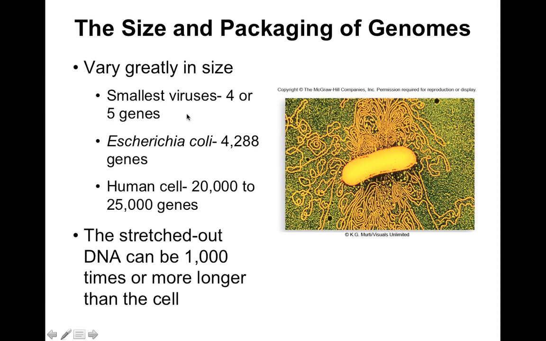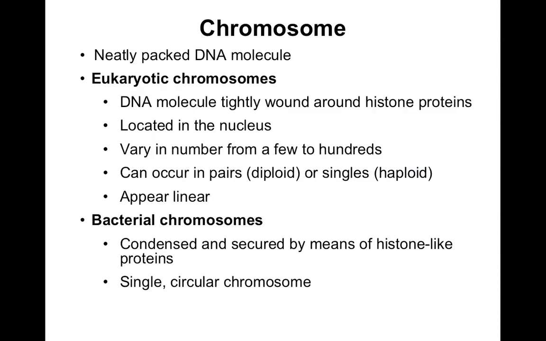It doesn't need to take over cellular machinery, so it needs to have enough genes to code every protein that it's going to require to survive. And then human cells have about 20,000 to 25,000 genes, most of which don't really do anything, or we don't know what they do yet, but they are there. So the stretched out DNA can be 1,000 times longer than the cell itself. So for that reason, we have to compact the DNA, and that's usually by wrapping it around histones.